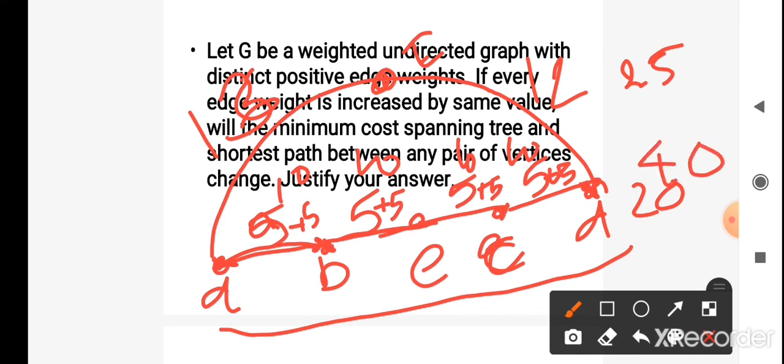And here we assume adding 5 + 5. What will be the value? 13 + 5, and 5 + 5 is 10. Total 35 is the value here.